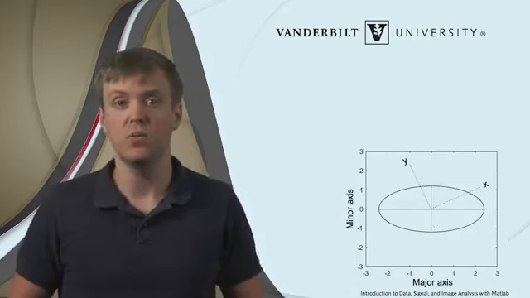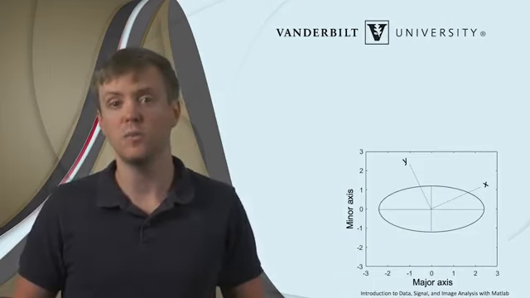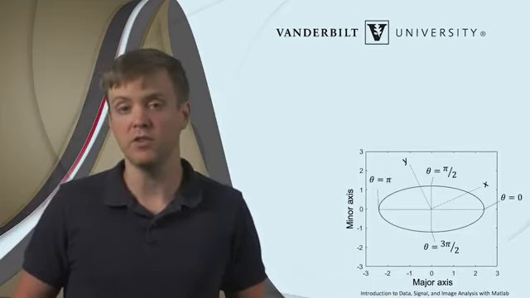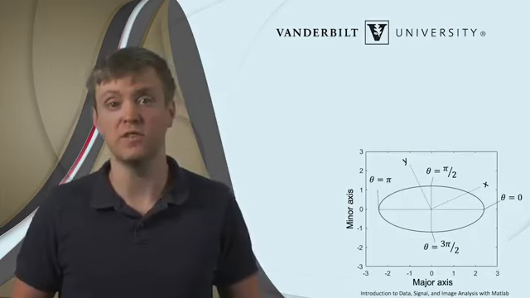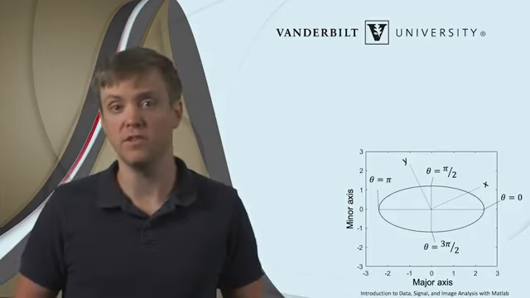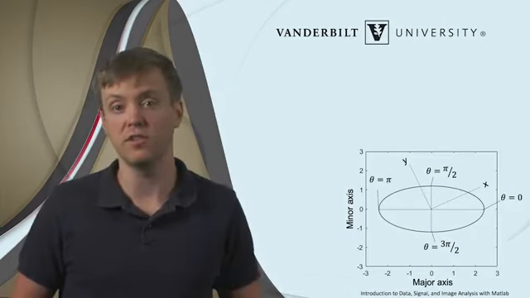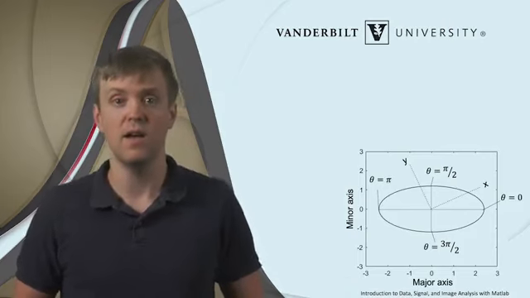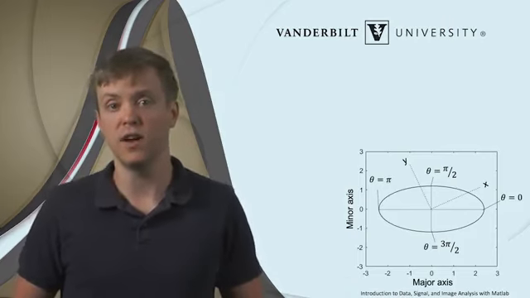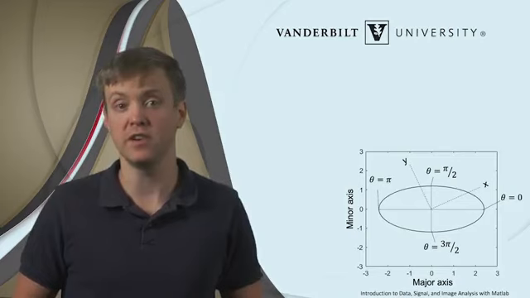In this case, we define a polar coordinate system for the ellipse with theta equals 0, corresponding to the positive end of the major axis. Theta equals pi over 2 corresponds to the positive direction of the minor axis. Theta equals pi corresponds to the negative direction of the major axis. And theta equal 3 pi over 2 corresponds to the negative direction of the minor axis. Other values of theta between these orthogonal directions, for example, theta equal pi over 4, corresponds to a mixture of the major and minor axis directions.